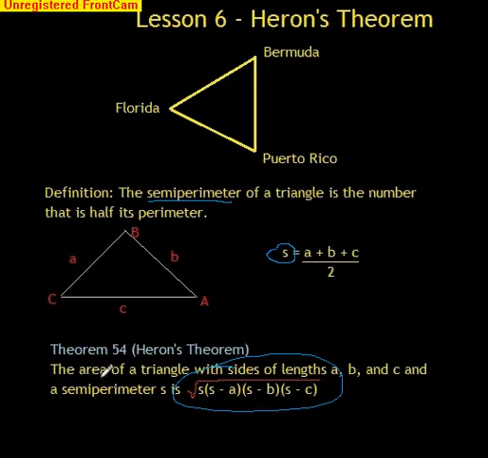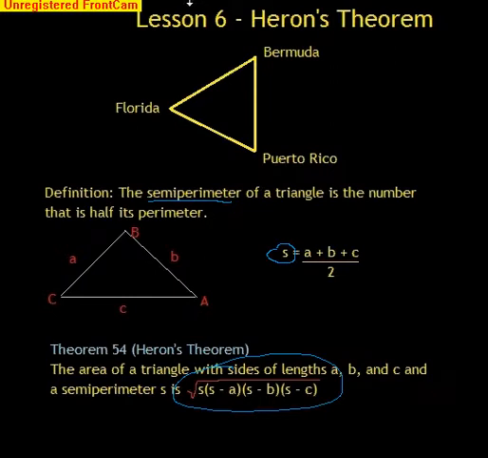Heron's theorem says the area of a triangle with sides of length A, B, and C and a semi-perimeter S is, right here, this blue, what I circled, is Heron's theorem. It says semi-perimeter times the semi-perimeter minus side 1, semi-perimeter minus side 2, semi-perimeter minus side 3, all multiplied together, and then you take the square root, and you can find the area of any triangle. So keep that in mind.